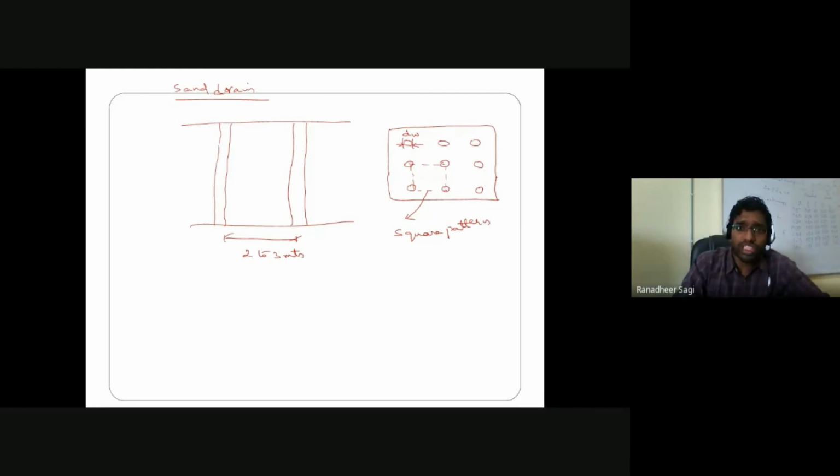Because of this particular sand drain, there is a surrounding zone which is being influenced. The water in the surrounding region of the soil starts flowing into this sand drain, so that the so-called faster process of consolidation can be completed at a relatively faster rate.